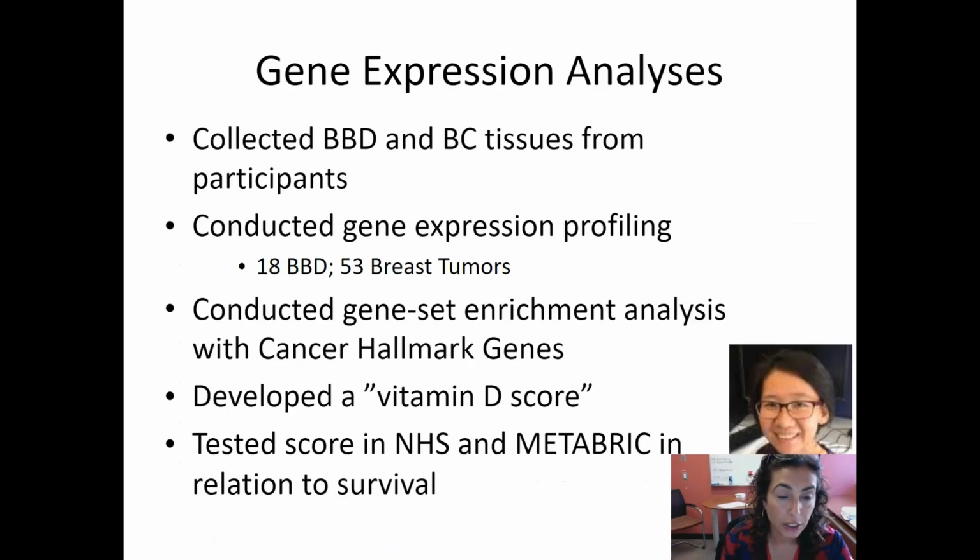The other thing that we were able to do is that we collected from the women in this VITAL trial, because we followed them up and we asked them if they had been diagnosed with a benign breast disease or breast cancer, we collected those archival tissue specimens. And we conducted gene expression profiling using RNA-seq. Dr. Chung Peng conducted gene set enrichment analysis with the cancer hallmark genes. The other thing that she did was she developed a vitamin D score. So looking at the people that were randomized to vitamin D versus not vitamin D, created a score, and then we tested that in an external population to be able to look at the impact on breast cancer survival.